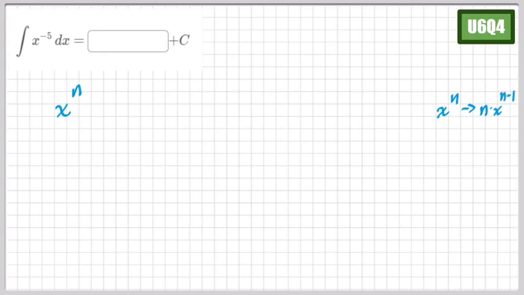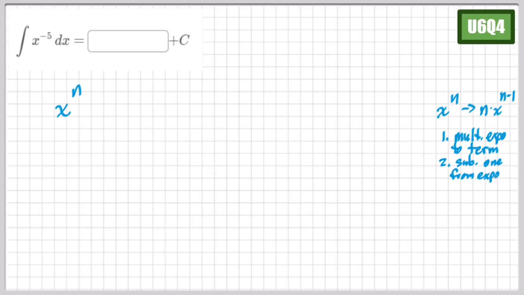That's the power rule. So the first step was multiply the exponent to the coefficient, the term. I guess there's two terms, because x to the n is our term. And then what was the second step? Subtract 1 from the exponent. Okay, so that's the regular power rule.